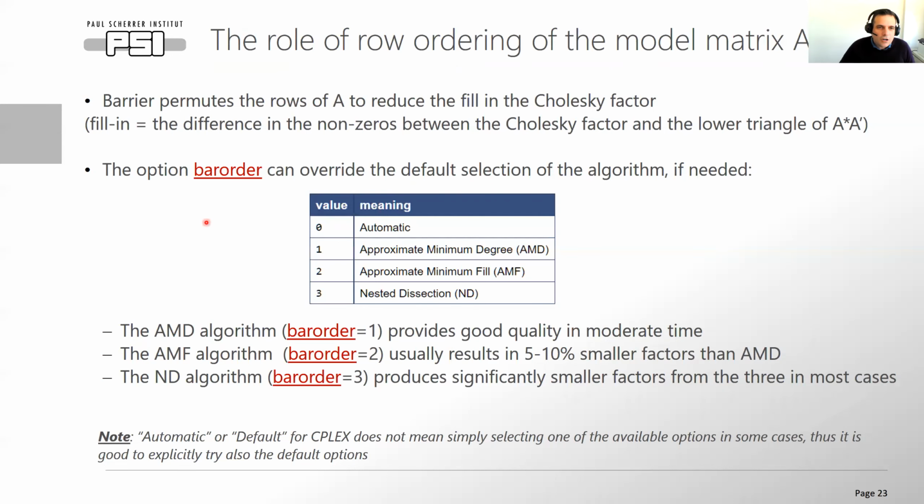So the bar order option overrides the default selection of the algorithm if needed. We have 3 options available, which you can see in the manual. I'm not going to read all of them. And here we get our first point about CPLEX: when we see automatic or default in CPLEX, it doesn't mean that it simply selects one of the available options. It's sometimes much more.